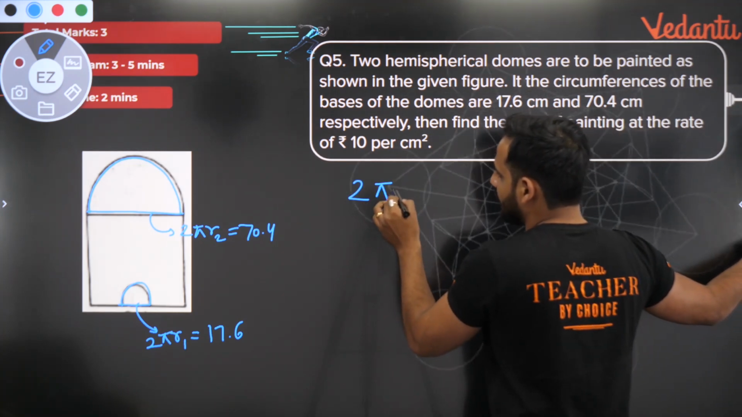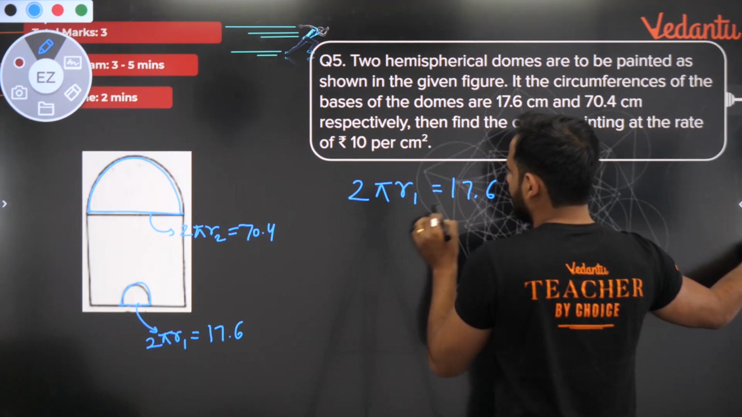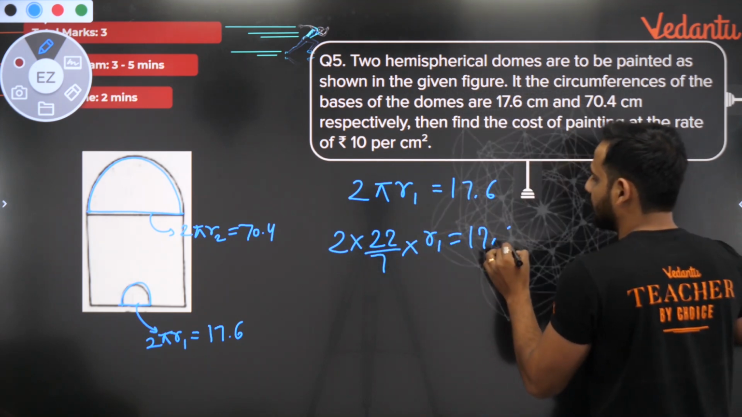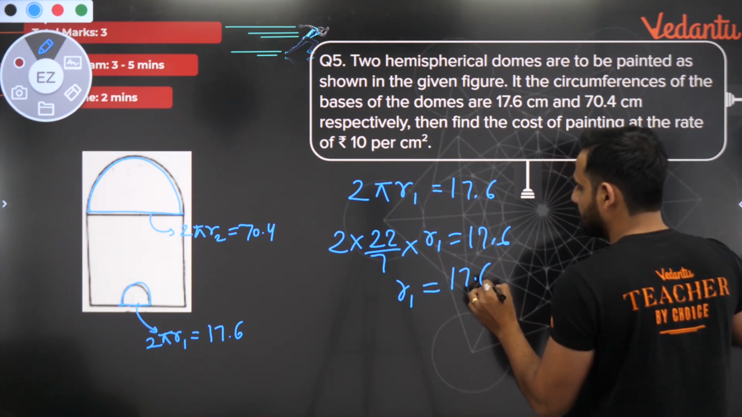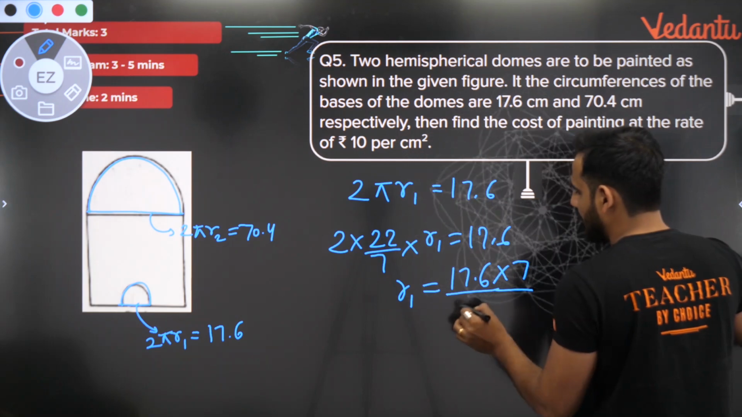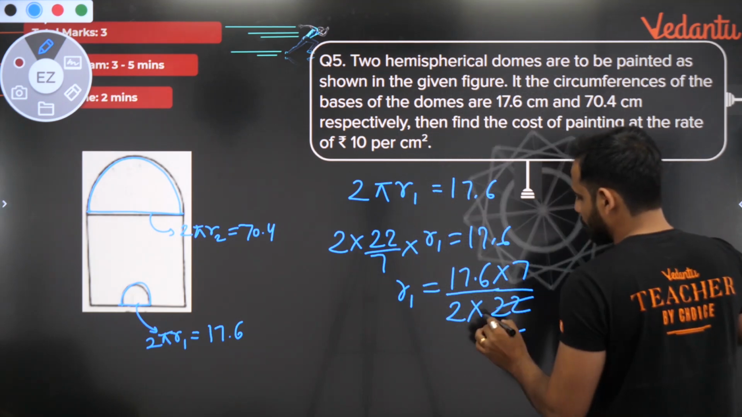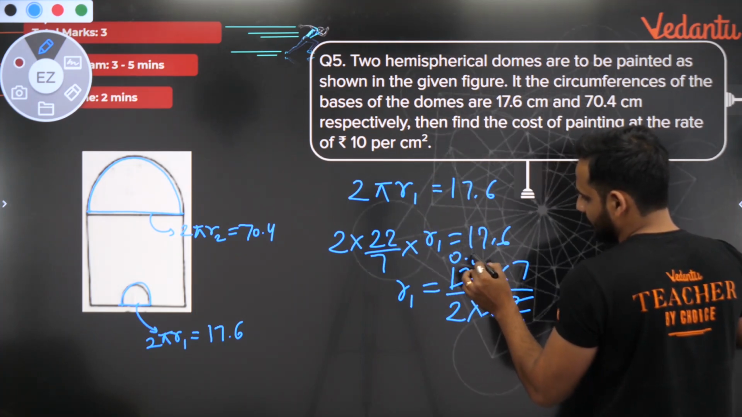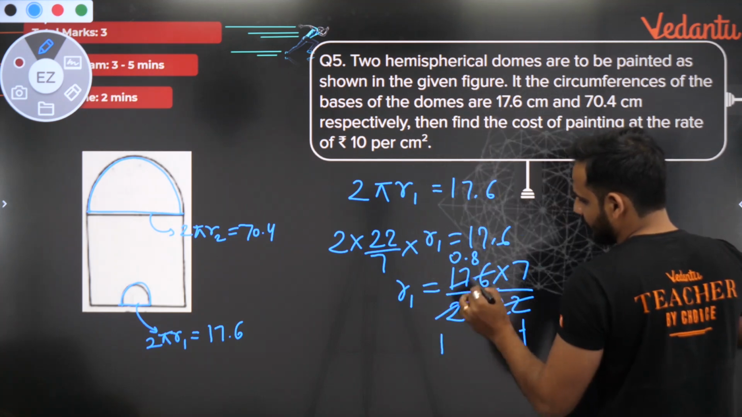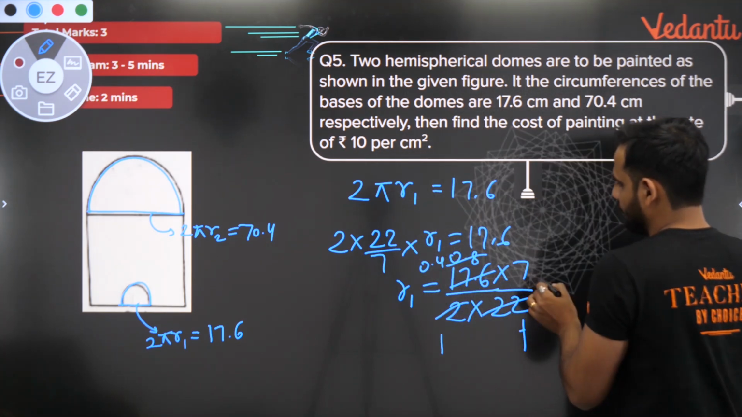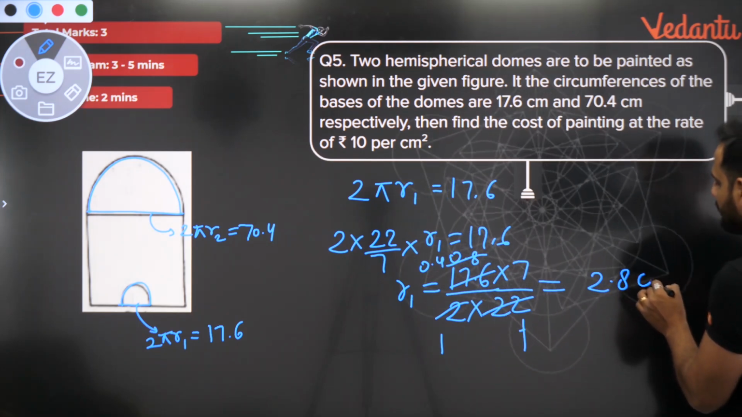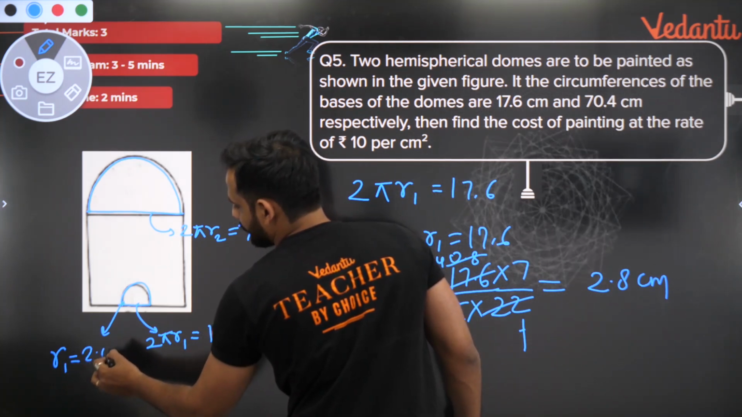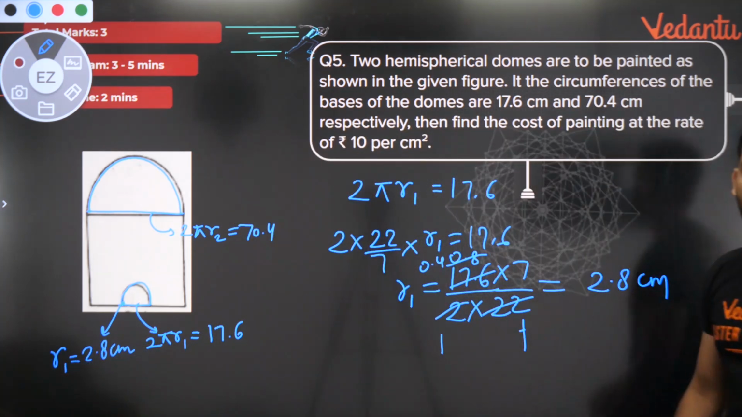So we say 2πr1 is equal to 17.6. So 2 into 22/7 into r1 is equal to 17.6. So r1 will be equal to 17.6 into 7 by 2 into 22. So 22 ones are 22, and this will be 0.8 times, and 22 ones are 22, and 0.4 times. So 0.4 into 7 is 2.8 centimeter. So the radius of the smaller one is r1 equal to 2.8 centimeter.